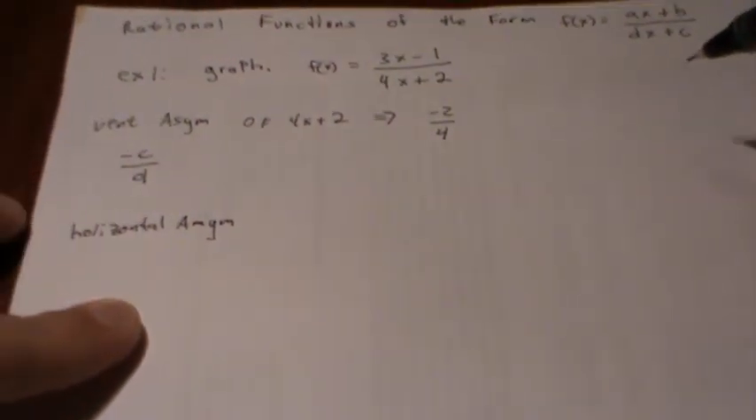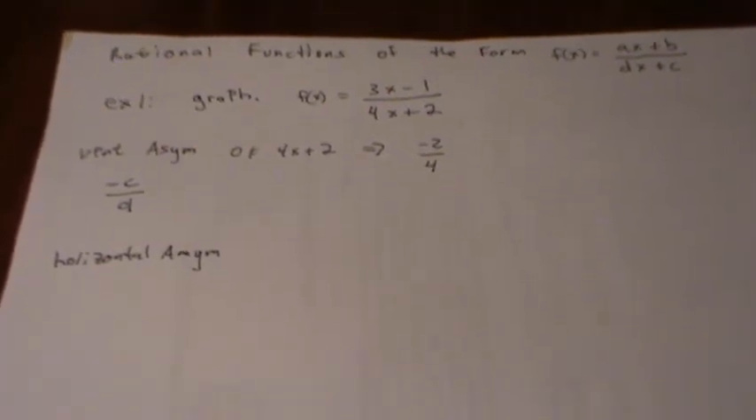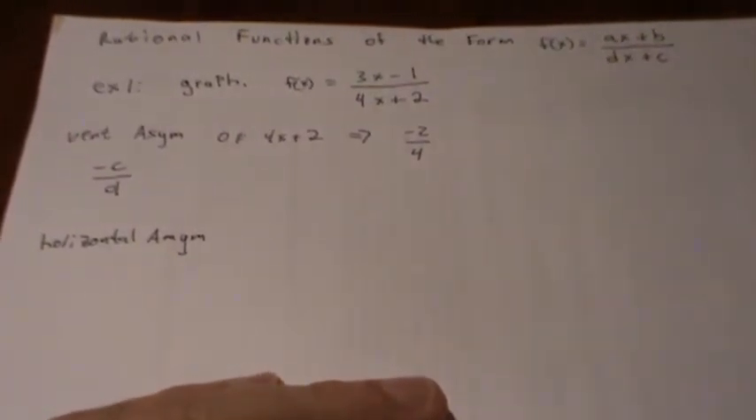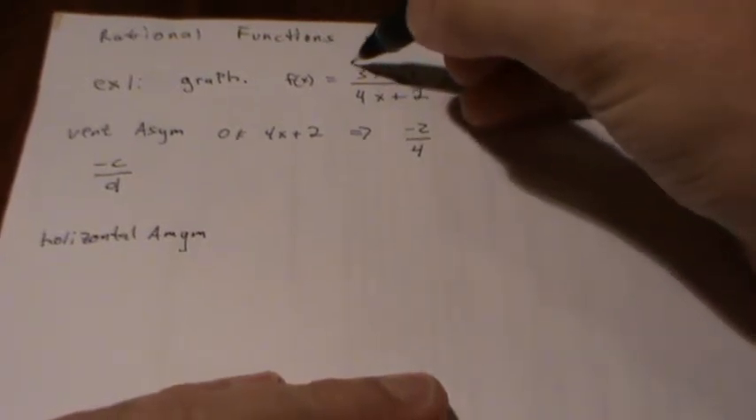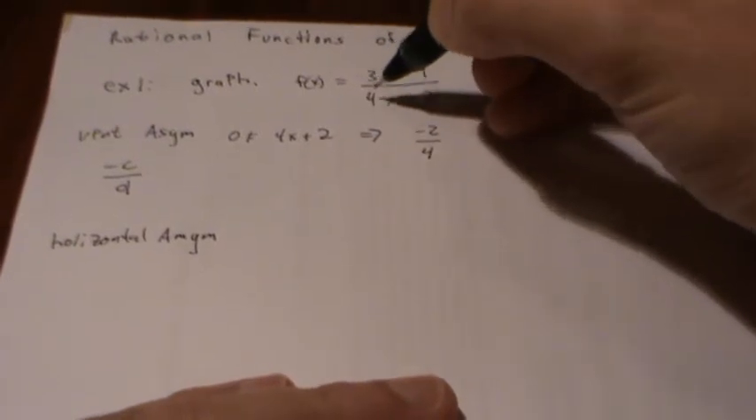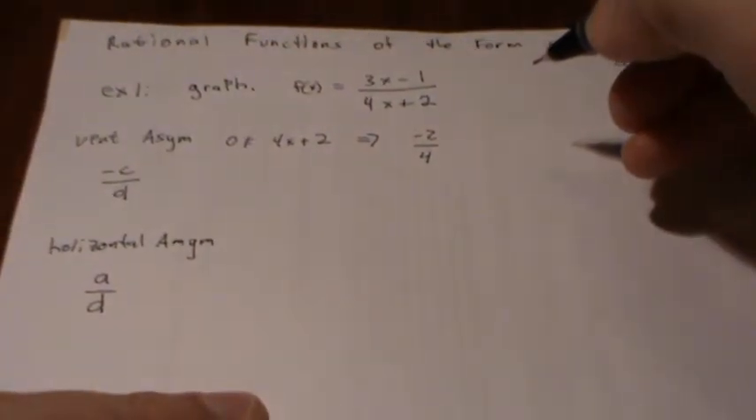So the horizontal asymptote, we'll now figure out the horizontal asymptote. The idea is that it's always going to be the ratio of these two numbers right here, 3 over 4. So the horizontal asymptote is going to be a over d. A over d. Okay?